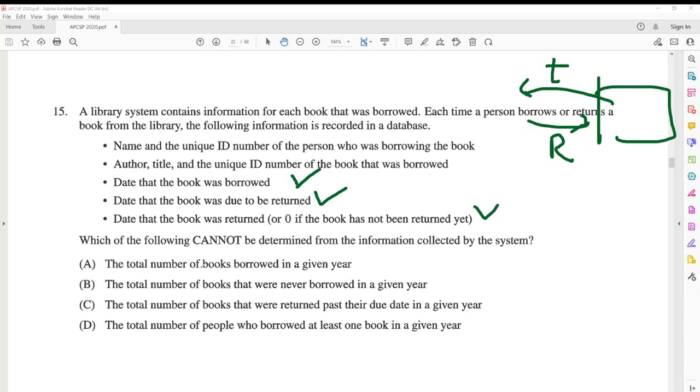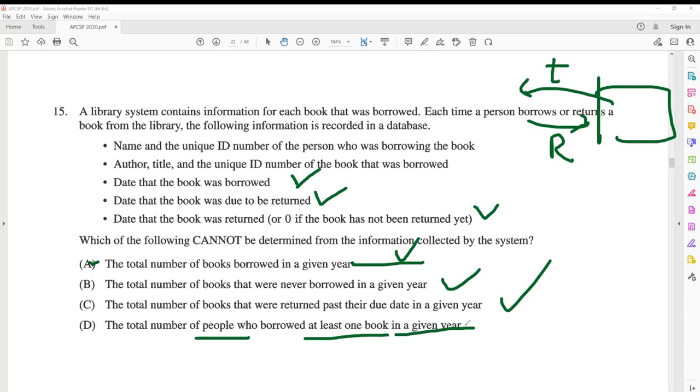So, the total number of books borrowed in a given year. Can you determine how many books were borrowed? Yes, in, out, in, out. You should know it. Yes. The total number of books that were never borrowed in the year. You see that there is a book with no record. Yes, this is possible. The total number of books returned past their due date. Yes, we know it.